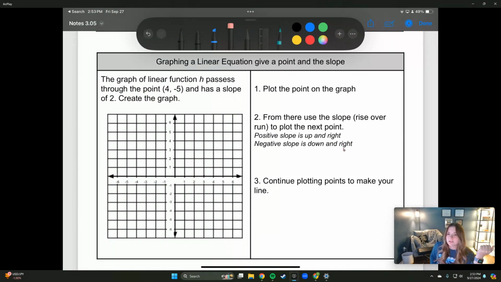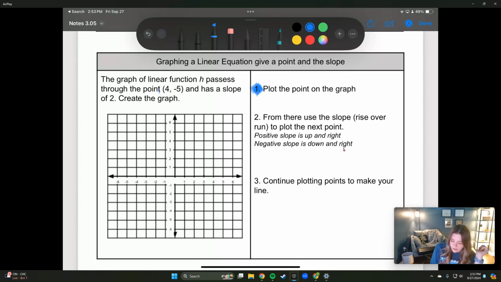Graphing a linear function, given a point and the slope. So you're going to use a point and a slope to graph your function now. Last time we used slope-intercept form to graph a function. This time all you get is a point and the slope, but it's still going to work, right? So the first step is plot the point on the graph.